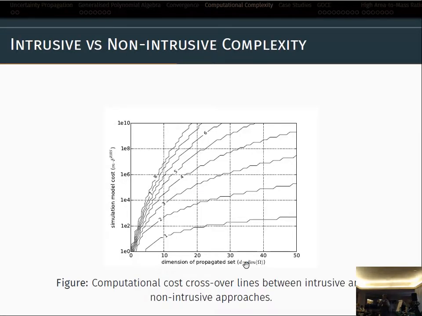You can put this on a nice graph in which you have the dimension of your uncertainty space, and we went up to 50 dimensions because we were interested in something that was more than just initial conditions. And this is the complexity of the right-hand side of your dynamical system. So below this curve, this is the order of expansion of your polynomial. Below this curve, it's more convenient to use an algebra. Above this curve, it's more convenient to just propagate samples.